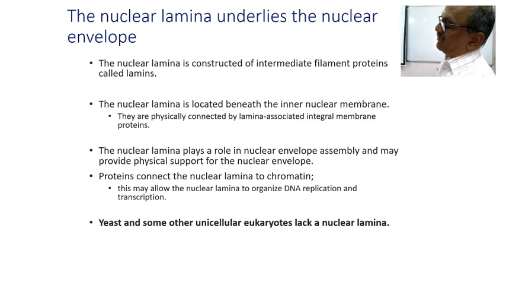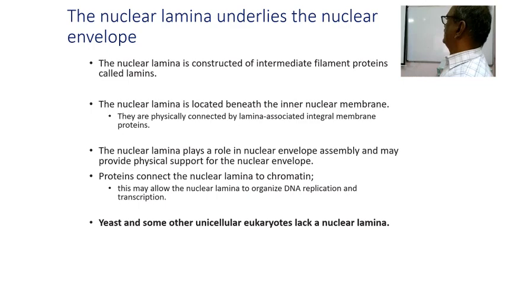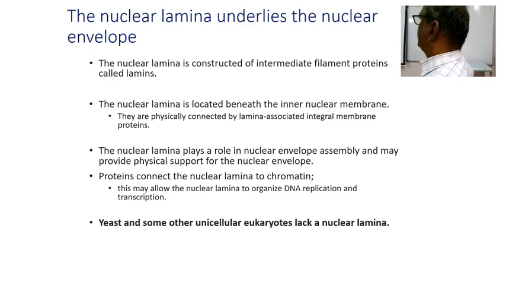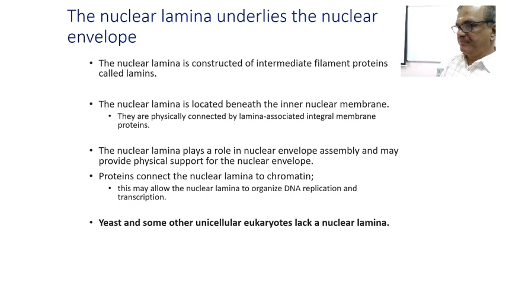Whatever we have seen, the outer membrane and inner membrane, the third layer next to the inner membrane is the nuclear lamina. It is made up of intermediate filaments, and the proteins are called lamins. Our hair protein is also an intermediate filament. What is the protein present? Keratin. Same thing, lamin. The nuclear lamina is located beneath the inner nuclear membrane. They are physically connected by lamina-associated integral membrane proteins. What is their role? Nuclear envelope assembly, and it gives physical support to the nuclear envelope. There are some other roles also for lamins. During cell division we will study how the lamins are helpful.